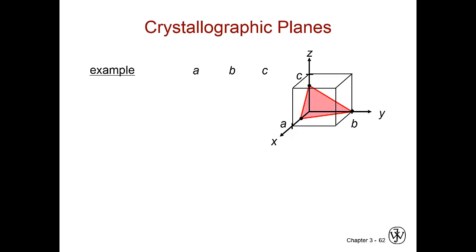Here's something a little bit more complicated. We go halfway to A in the x-axis, all the way to B in the y-axis, and 3/4 of the way to C along the z-axis. Now what do we do with this? So this is a plane defined by 3 points.